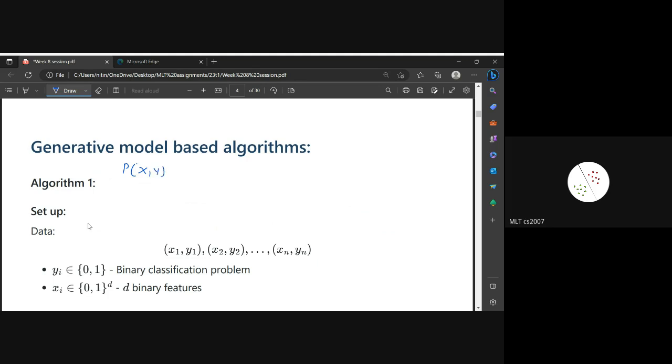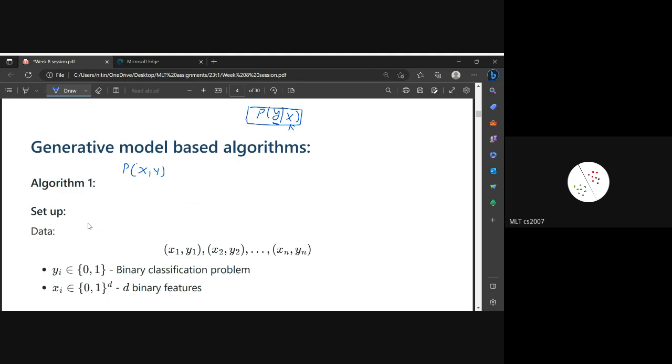But in the discriminative model, rather than finding the distribution that generates the data points, we are interested in the probability of y given x, right? So it's like, given the data point, what is the label for that? We directly try to find these probabilities, rather than knowing the actual distribution of how the data set is generated. So that is the difference between generative models and discriminative models.